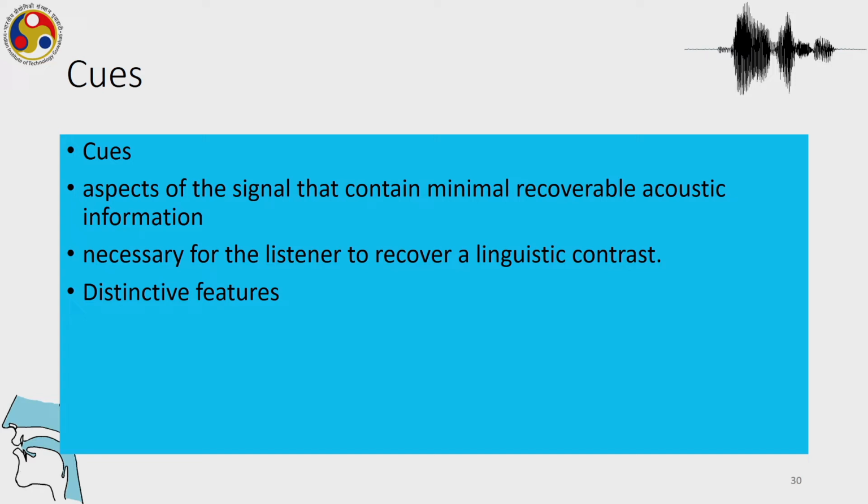So, let us also talk about cues. We have already mentioned invariant cues. So, what are cues? Cues are aspects of the signal that contain minimum recoverable acoustic information, and they are necessary for the listener to recover a contrast, and they are related to the developments in distinctive features.